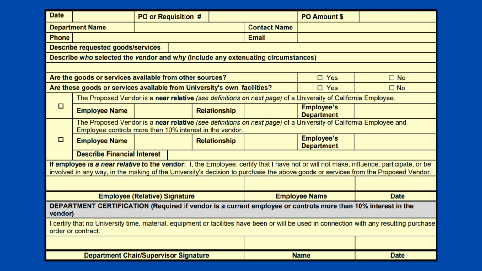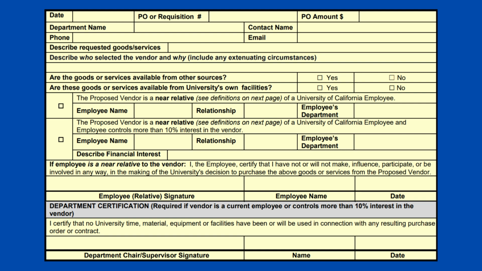If in the previous section the vendor identified that they have a near relative relationship, then that's when the near relative employee would go ahead and be routed this to fill out and select either the first section or second section to describe their employee relationship with the vendor. They would then need to sign, provide their name and date.